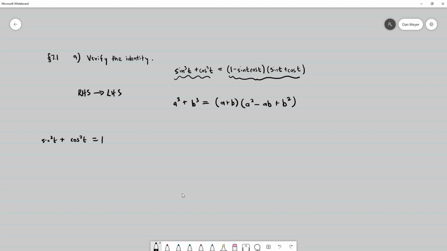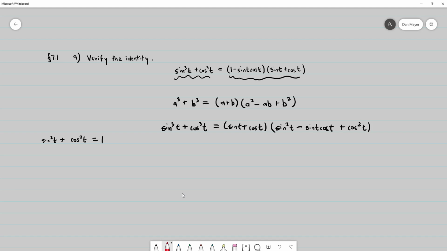But here, it looks like if instead of doing a right-hand side to left-hand side thing, we just start with our left-hand side, that's a sum of cubes. Sine cubed plus cosine cubed. That should be sine of t plus cosine of t. That's the a plus b part. And then sine squared t minus sine t cosine t plus cosine squared t. That's applying our sum of cubes formula.